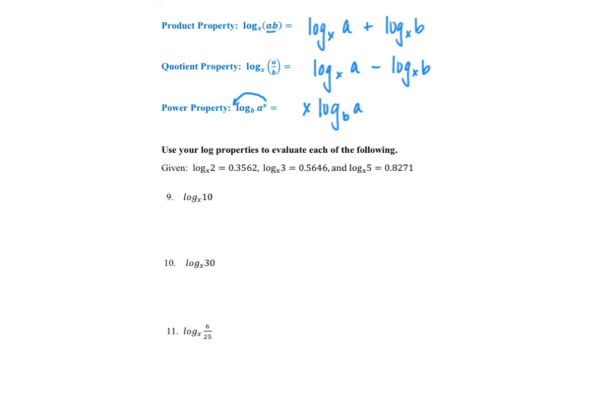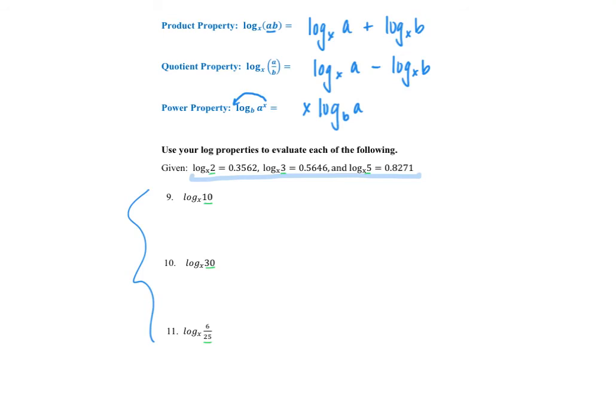Okay, you are asked to evaluate 3 different expressions, and each of those cannot be done in your calculator because the base is x. So I'm going to use these given values to evaluate these expressions. However, if I look at my arguments, I have a 10. Well, I don't see that here. I have a 2 and a 3 and a 5. I have a 30. Again, not one of the arguments that is given. And 6 over 25. Holy cow. Well, let's think about how I can rewrite these arguments.